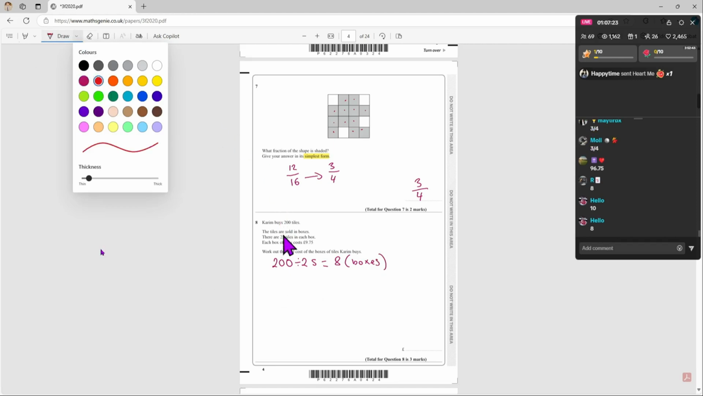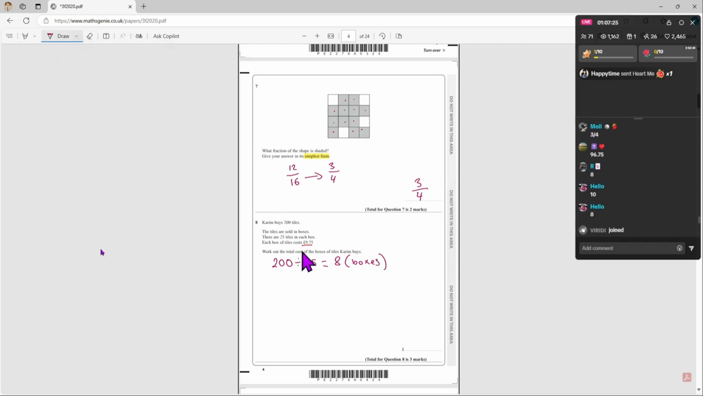We know that each box costs £9.75. So we're going to do 8 boxes times £9.75, which will give you £78. And that will be your answer, £78. So the total cost of the boxes of tiles Kareem buys is £78. So well done for getting that correct.